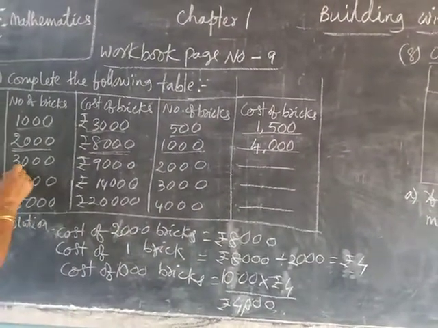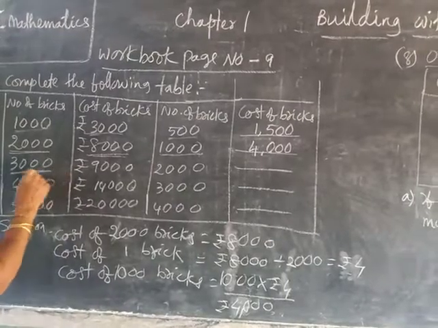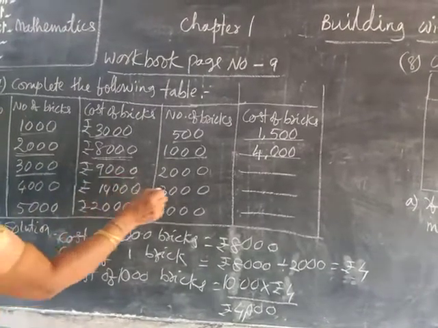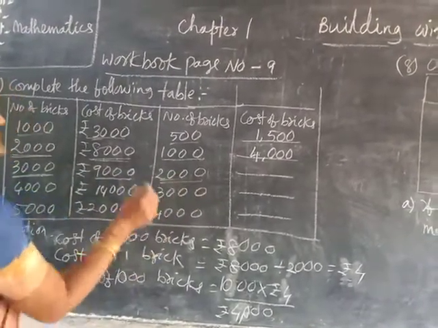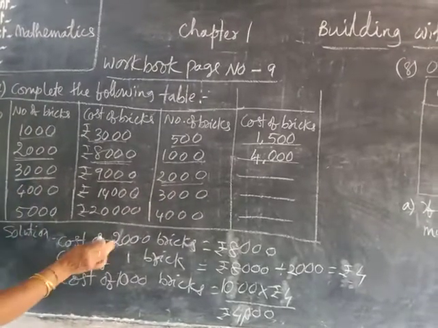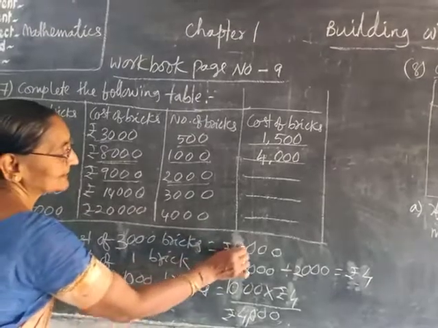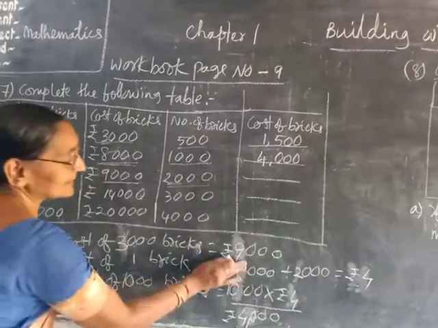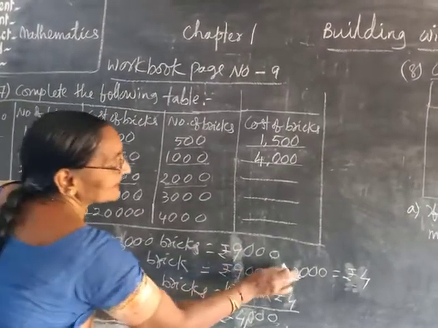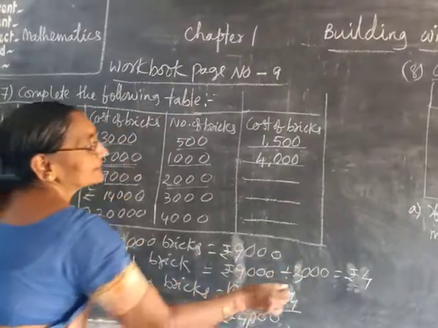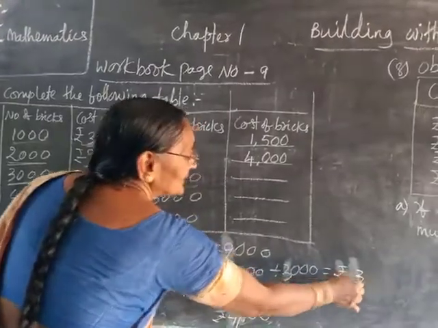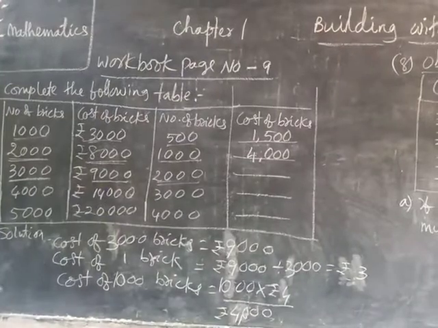Next, number C. Here 3000 bricks cost equal to 9000 rupees. Then find the cost of 2000 bricks. So here we write the cost of 3000 bricks is equal to 9000. Then the cost of one brick is equal to 9000 divided by 3000. 3 3s are 9. So how many rupees here? 3 rupees. One brick cost is equal to 3 rupees.